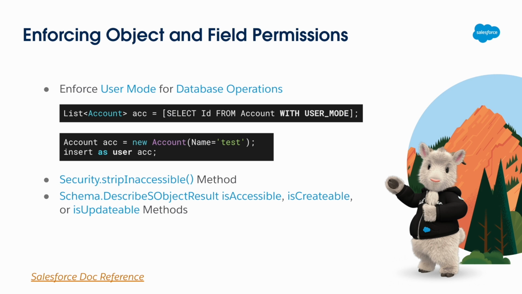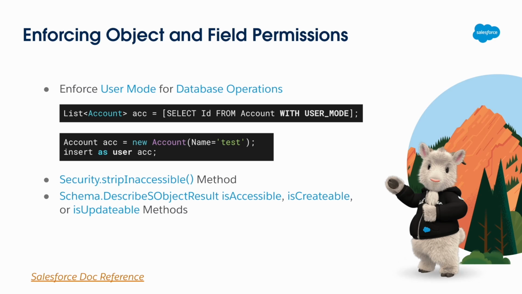Now, alternately, you can use the Security.stripInaccessible method that strips the fields and the relationship fields from the query results. Or if you really need granular field-level handling for these checks, you can fall back to the Schema.DescribeSObjectResult methods. So in this example, the developer made the assumption that everything is locked down from a UI standpoint, and there's no other means to perform the same operation, which we saw wasn't true.